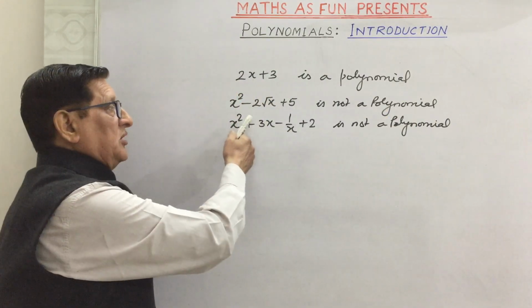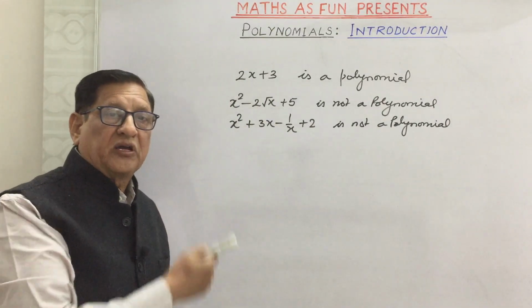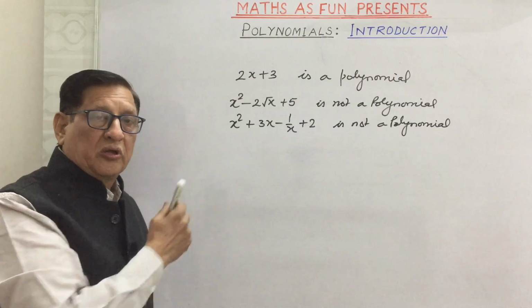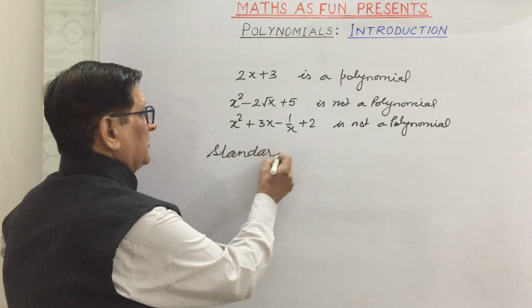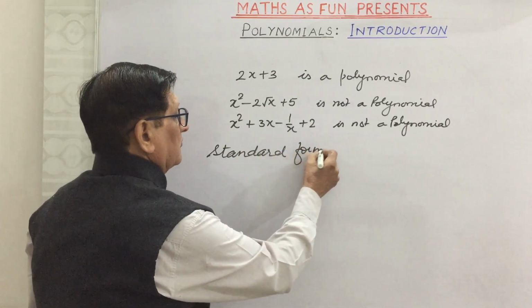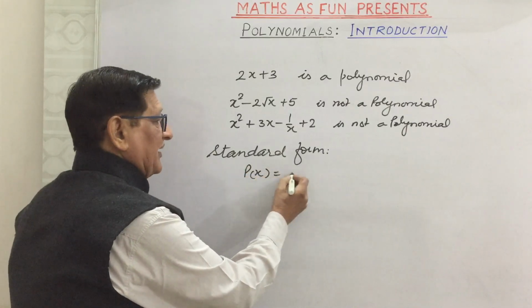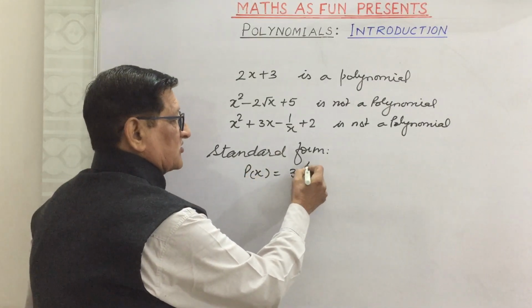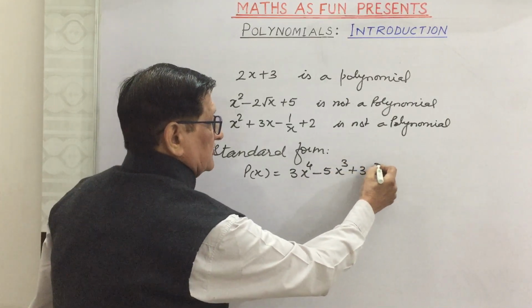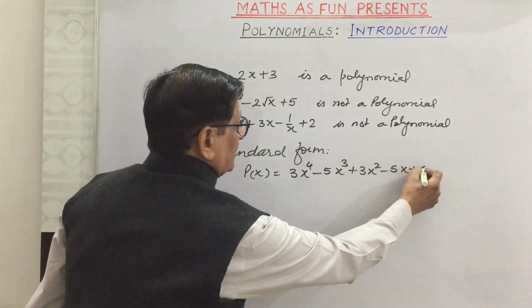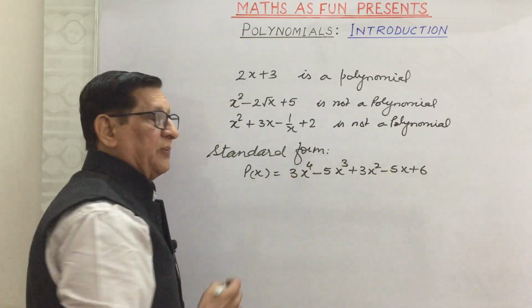Like this, by looking at the different terms of a given expression, we can find whether it is a polynomial or not. Now, what is the standard form of a polynomial? If we write a polynomial p(x) as 3x power 4 minus 5x cube plus 3x square minus 5x plus 6, it is the standard form of a polynomial.